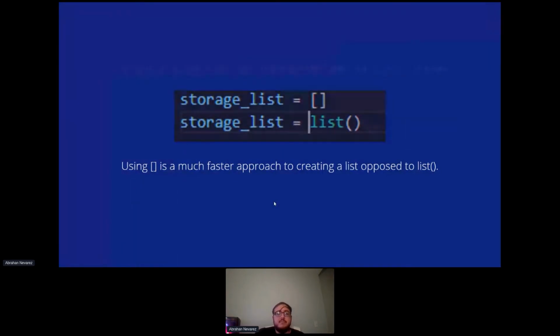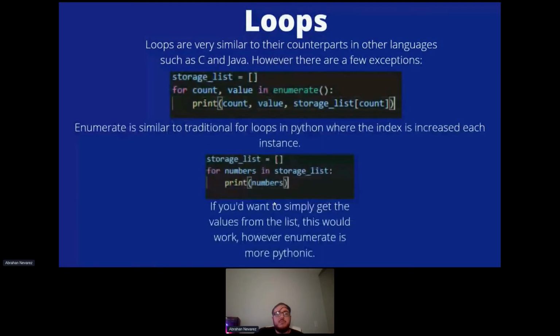Loops are very similar to Java and C. However, there are a few exceptions. If you want a more Pythonic version similar to C or Java, you'd use the enumerate function, which allows you to take whatever you're going to be looping through, and you're able to get the count and the value. Your count technically is like your i++ in C, where the value is the actual values within that list. If you take a look at storage list count, that is essentially what value is in this example.